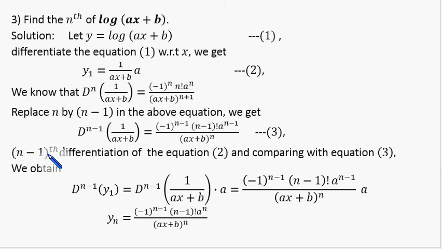So we have to take the n minus 1 differentiating in this equation 2 and comparing with the terms of this equation. Therefore, the n minus 1th order derivative of y1 becomes yn. So it can be rewritten as the n minus 1th order derivative of 1 divided by ax plus b, that is equal to minus 1 to the power of n minus 1 into n minus 1 factorial into a to the power of n divided by ax plus b whole to the power of n.